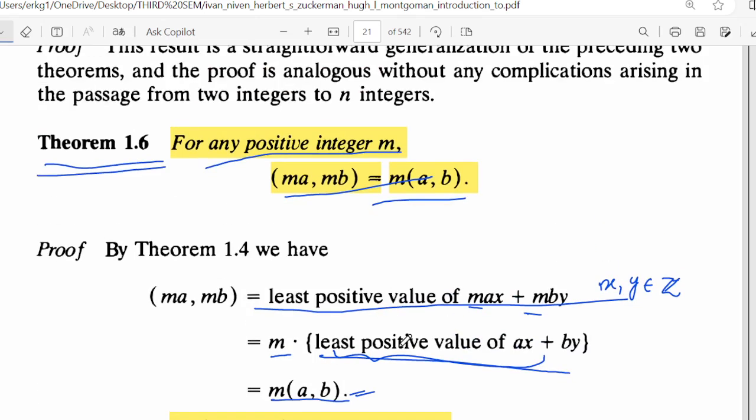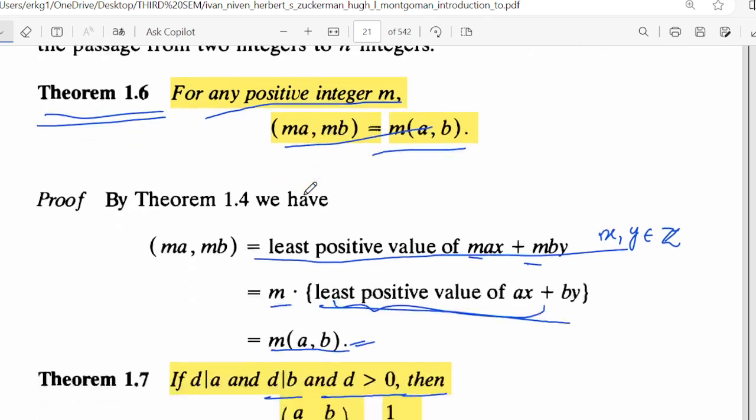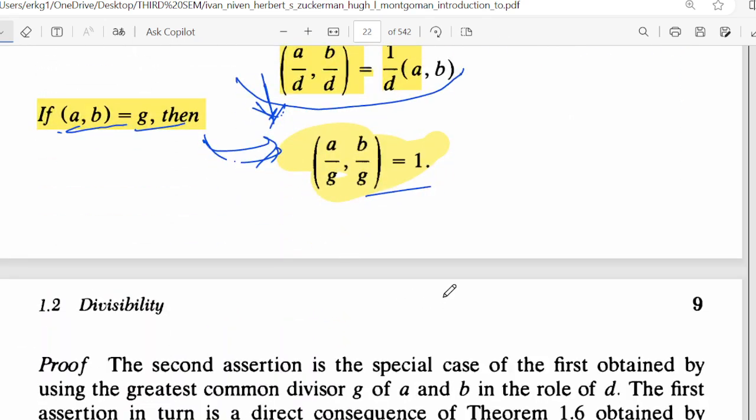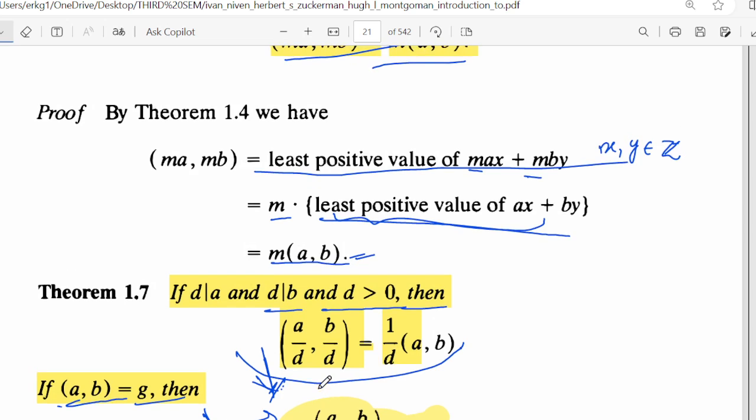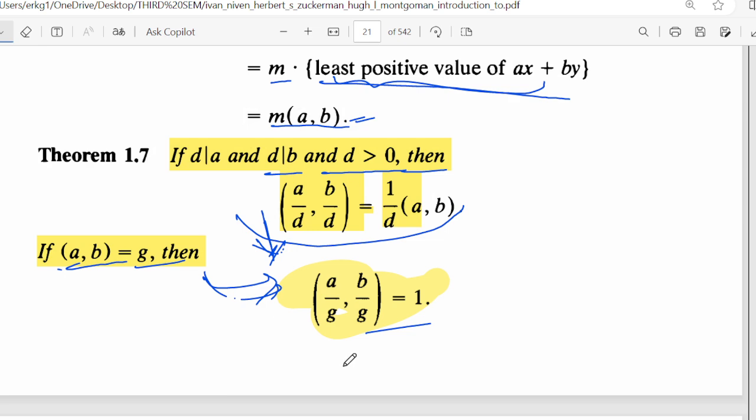So in theorem 1.6, if we replace m by 1 by d, then we have, in that theorem, replacing m, a, b by d, a by d and b by d respectively. Then we have proved this theorem.